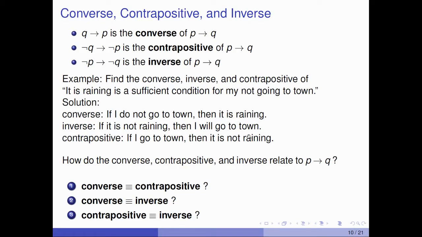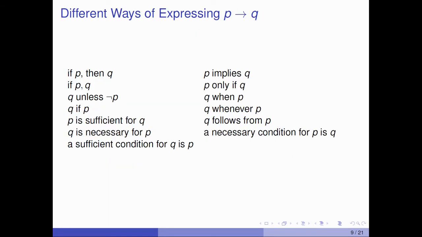So for example here, find the converse, inverse, and the contrapositive of this proposition: it is raining is a sufficient condition for my not going to town. If we go back to our list of restated implications here, we have a sufficient. You have here one, two, three, four, five.